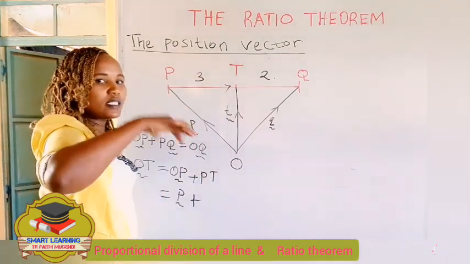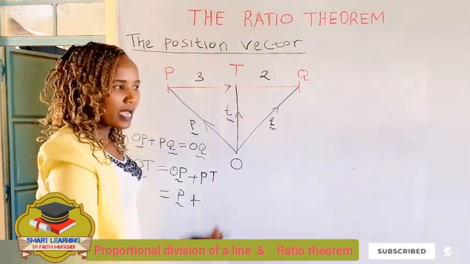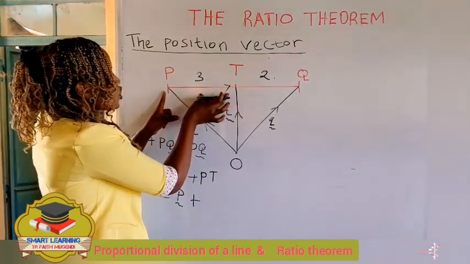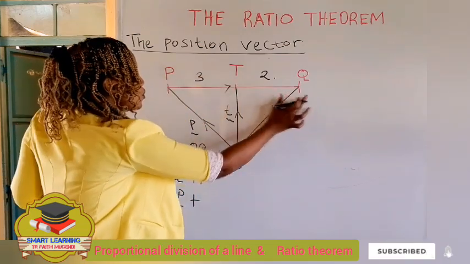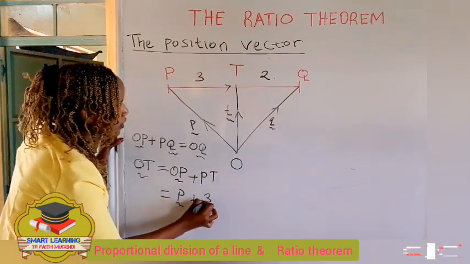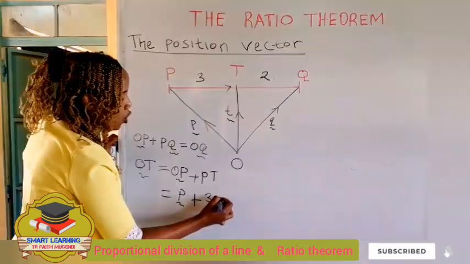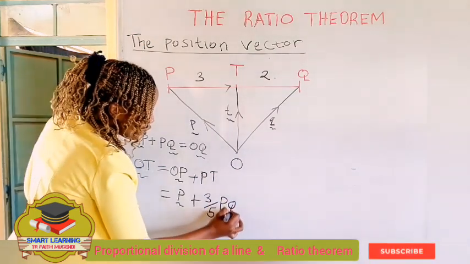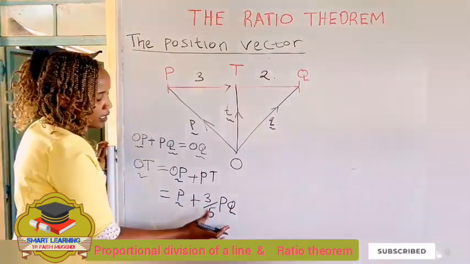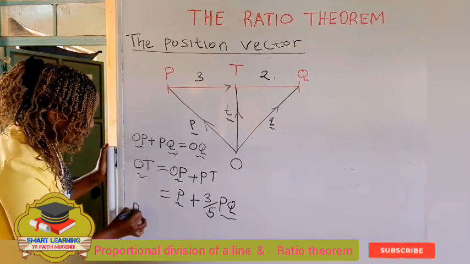Now, this one takes us back to internal division of the line. What fraction of PT is in relation to PQ? It's 3 over 5 of PQ. Now we cannot proceed until we know what is PQ.